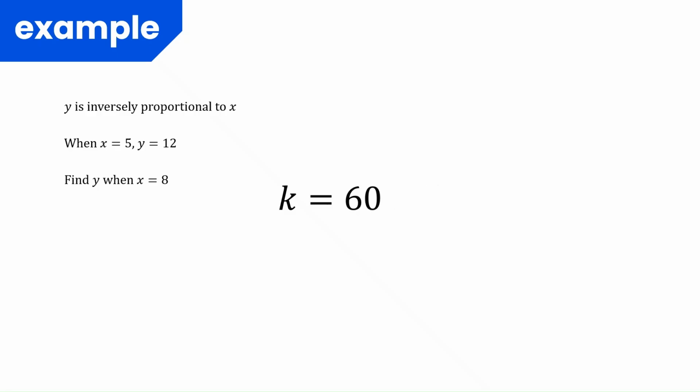Step 3, we can write down the full equation. So y equals 60 over x. And finally, step 4, we're going to sub in the new value. So 8. Y equals 60 divided by 8. Y equals 7.5. It's the same structure every time.